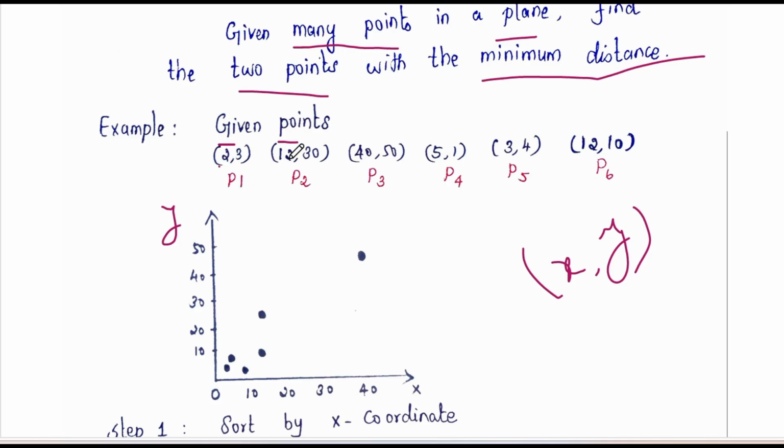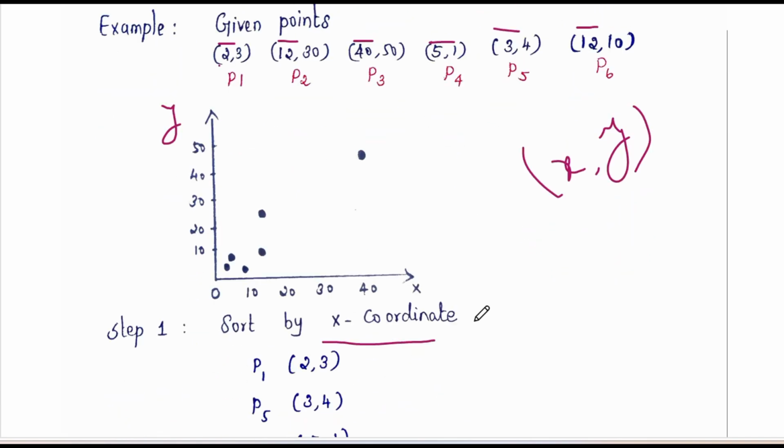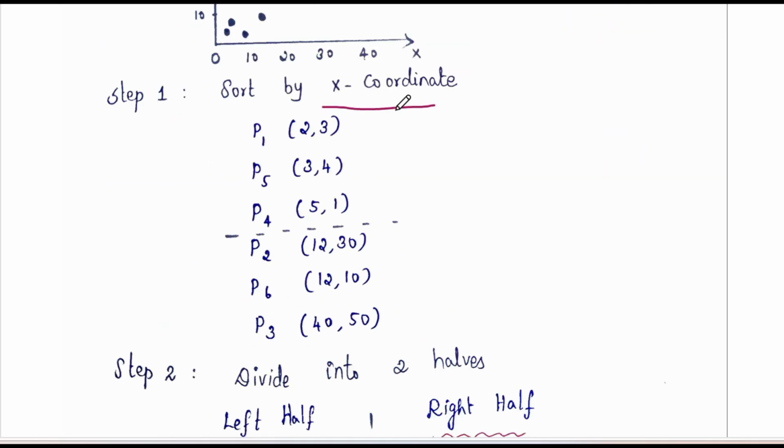Based on the x value, arrange all the points in ascending order. So this is the first procedure: 2 comma 3, 3 comma 4, 5 comma 1, 12 comma 30. So we arrange all the points based on the x coordinates in ascending order, right? So this is the first step.